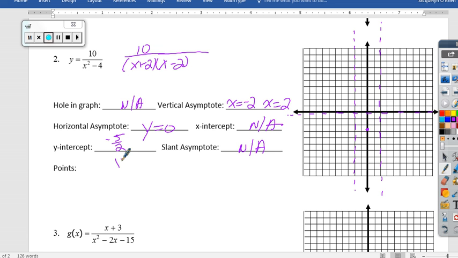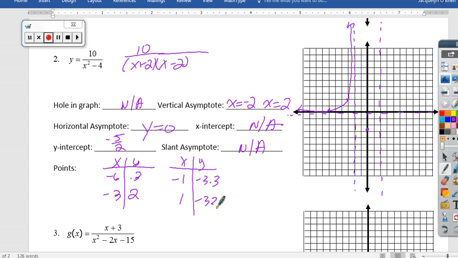Just pulling off the points that we're looking for, we got these off the calculator. On the left side here, negative 6, that was real close there, and (-3, 2). The top part was hugging close to the asymptotes. For the middle section, we got (-1, -3.3) and (1, -3.3), causing an upside down parabola in this middle section. And then lastly, we have (3, 2) and 6.3, causing another hugging along the asymptotes there.